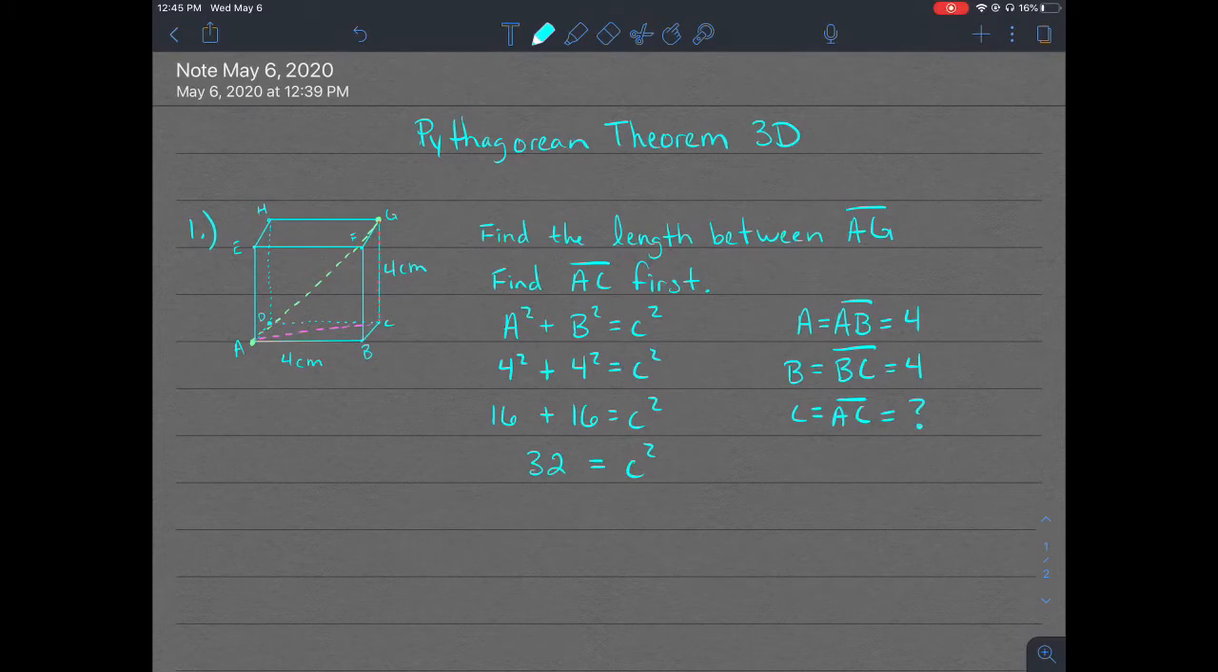Now you have to solve for c. We have c squared. How do I solve for c? How do I get rid of that square? Take the square root of both sides. So I get c is equal to the square root of 32.